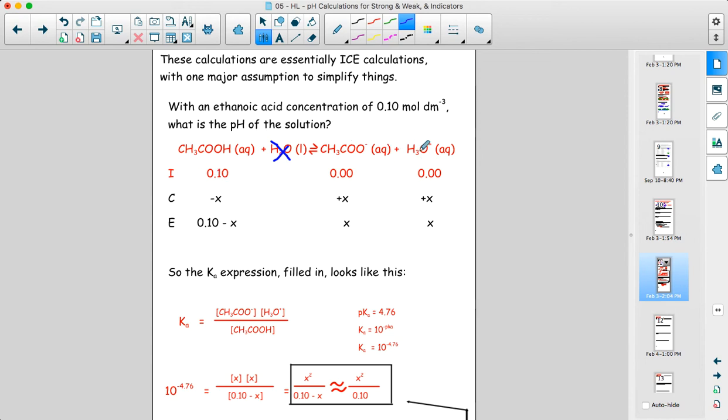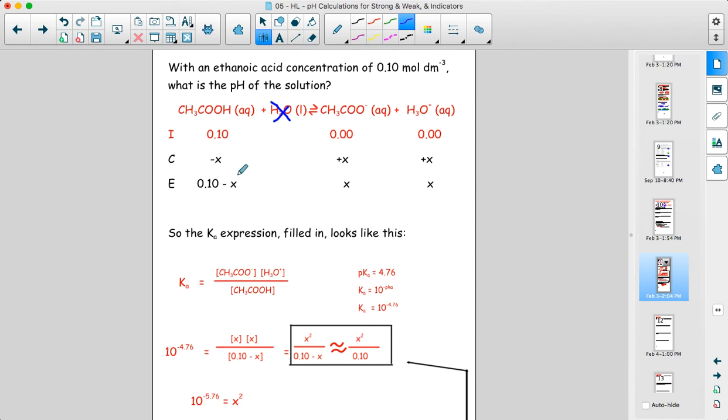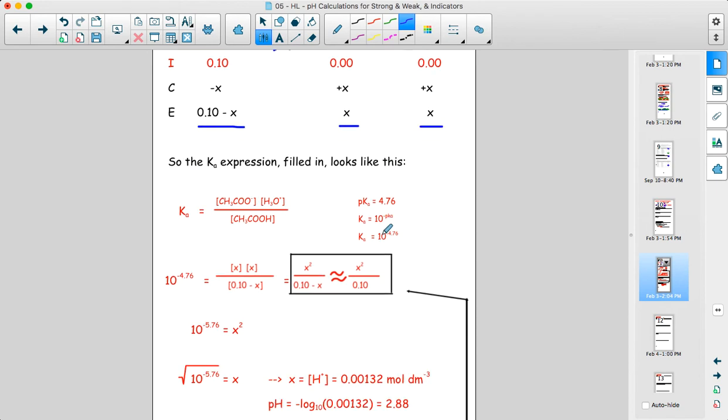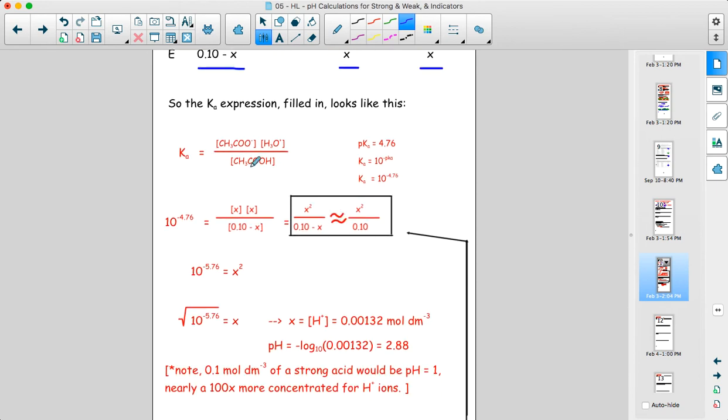It's a 1-to-1-to-1 ratio, so as it goes to equilibrium, I'm going to lose X from the weak acid. I'm going to gain X of both the ions on the other side. And so at equilibrium, the concentrations I'm dealing with are 0.1 minus X, X, and X. Okay, so now I come down here to my Ka expression, and I'm going to plug those values in.